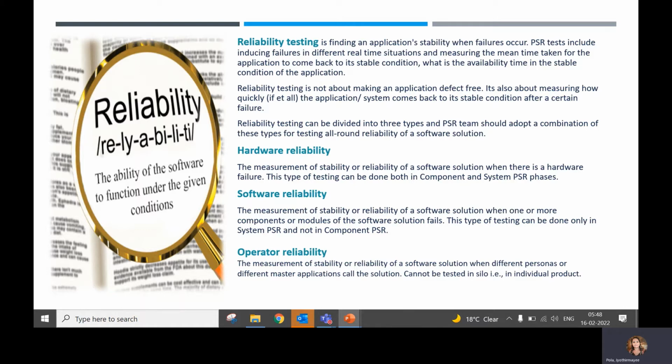Let's talk about operator reliability. This is a unique scenario. Operator reliability is neither hardware nor software, or both. It is when there is an interdependency of products or modules that are connected together to make an entire end-to-end product. So my product can have plug-in, plug-out modules; the products themselves can have interdependent products.